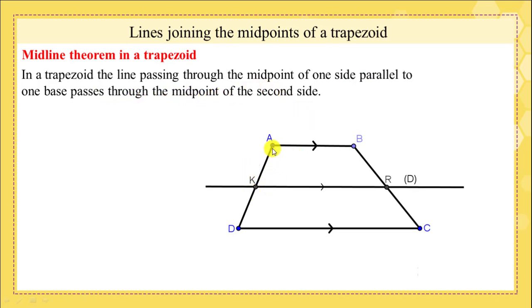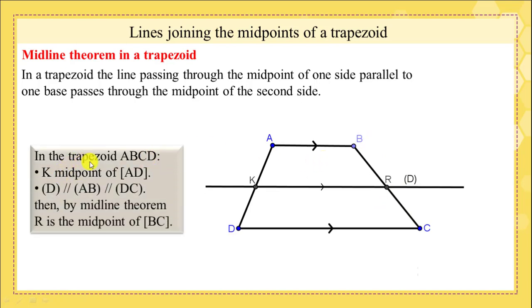K is the midpoint of AD, D passes through K and parallel to AB and DC, then D will pass through R, the midpoint of BC. Here we have in trapezoid ABCD, K midpoint of AD, D is parallel to AB and parallel to DC. Then, by midline theorem in trapezoid, R is the midpoint of BC.